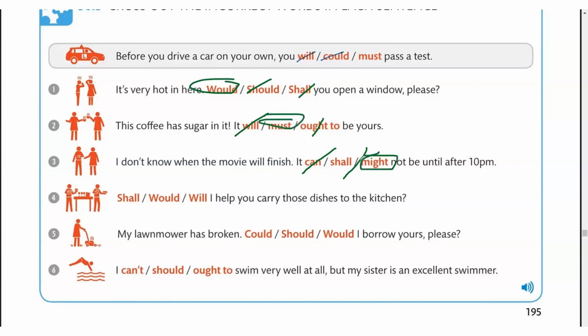Number 4. Shall I help you carry those dishes to the kitchen? Number 5. My lawnmower has broken. Could I borrow yours, please? And the last one, I can't swim very well at all, but my sister is an excellent swimmer. Okay, let's move forward. Let's do one more exercise. I'll clear the board and let's move forward.